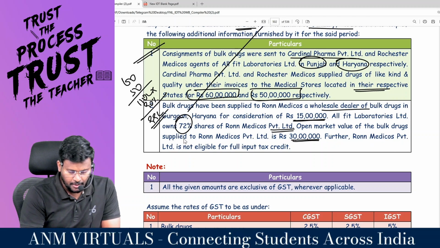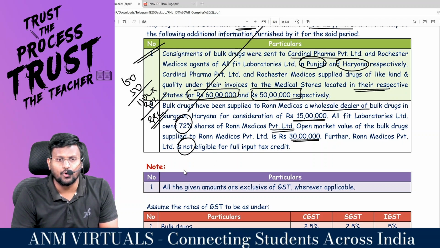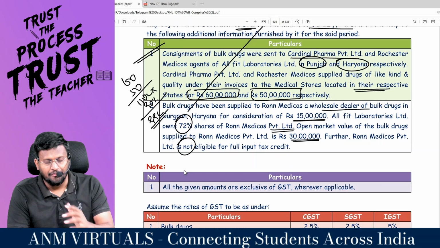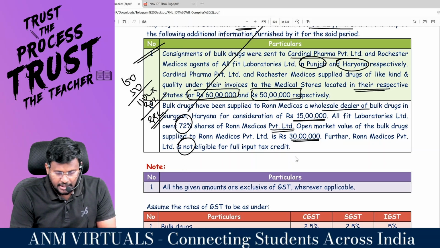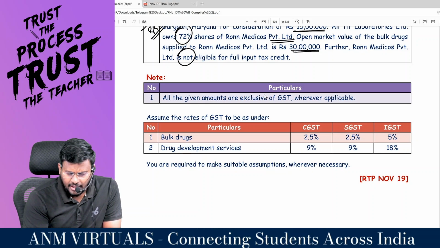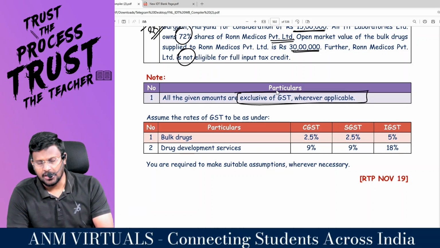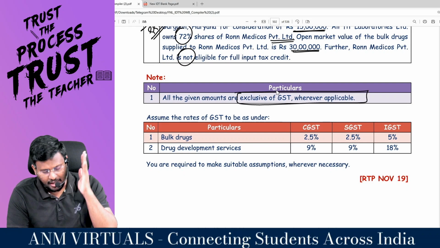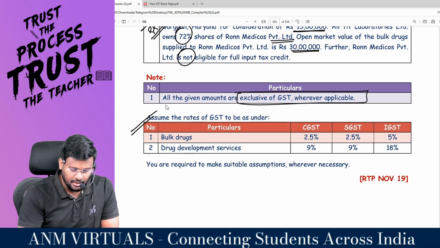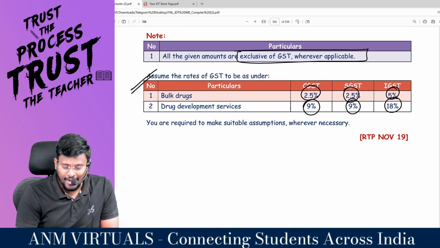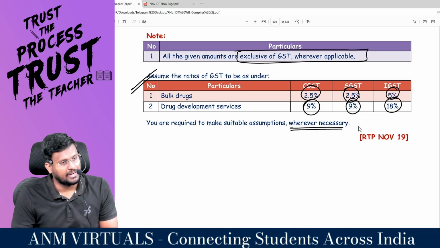Further, Ron Medicos Private Limited is not eligible for full ITC. If they are not eligible for full ITC, you have to adopt the open market value. Invoice value cannot be adopted as open market value. All the given amounts are exclusive of GST wherever applicable. That means there is no inclusive concept. All are exclusive. This is the rate: bulk drugs 2.5, 2.5%; services 9, 9 and 18. You are required to make suitable assumptions wherever necessary.